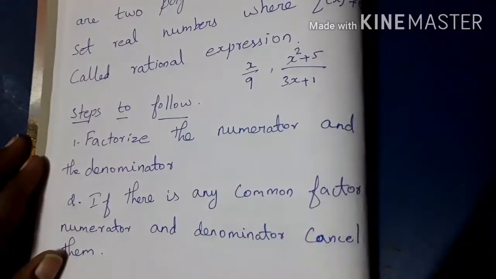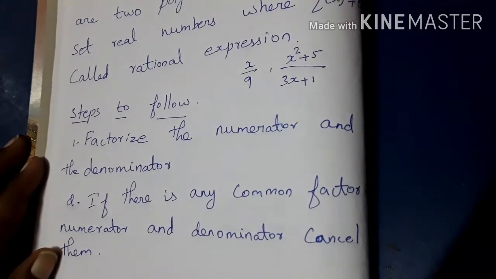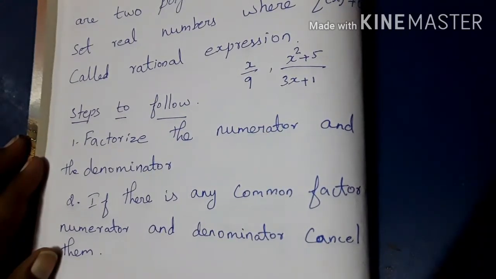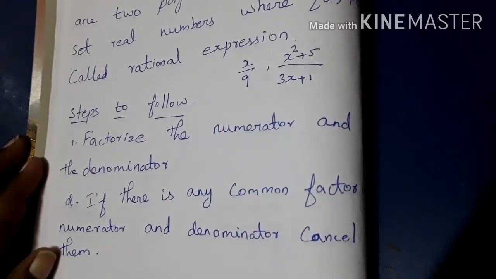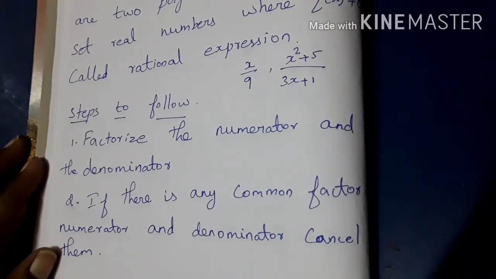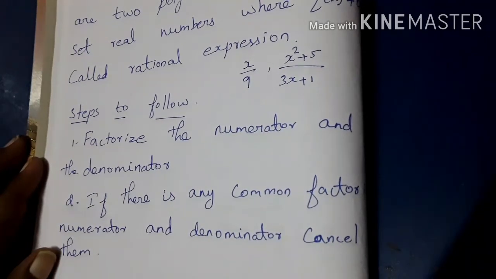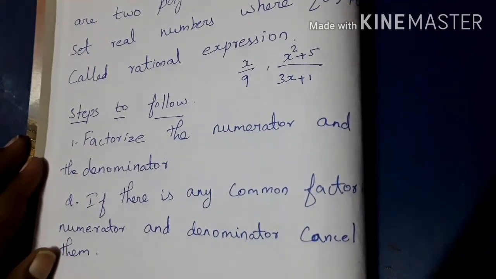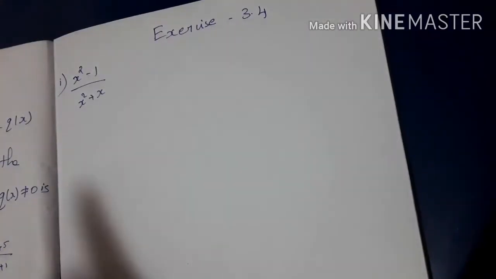So we have to follow two steps. First step, we have to factorize the numerator and denominator. Second step, if there is any common factor in the numerator and denominator, we cancel them and bring it to the lowest term. That is a rational expression. Now we will see the exercise.